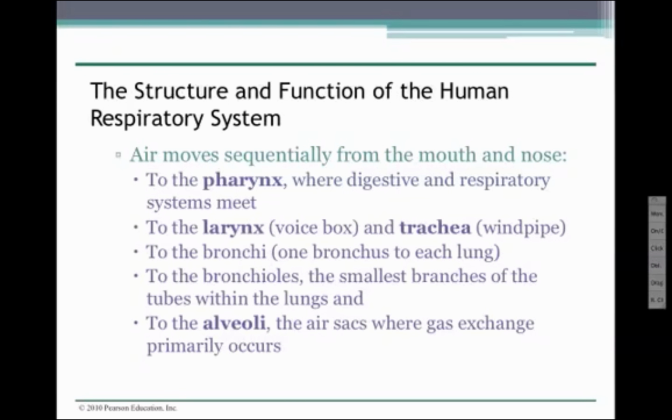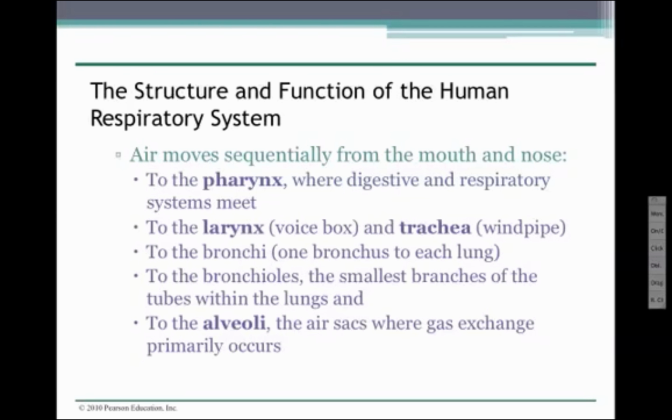So first we'll look at the anatomy of the respiratory system. And you breathe in through your nose and your mouth. As you know, they're connected to the digestive system. And the back of the throat is the pharynx, and that's where the digestive and respiratory systems meet, because the air and food both go down the pharynx. But then the air continues into the trachea rather than down into your stomach.